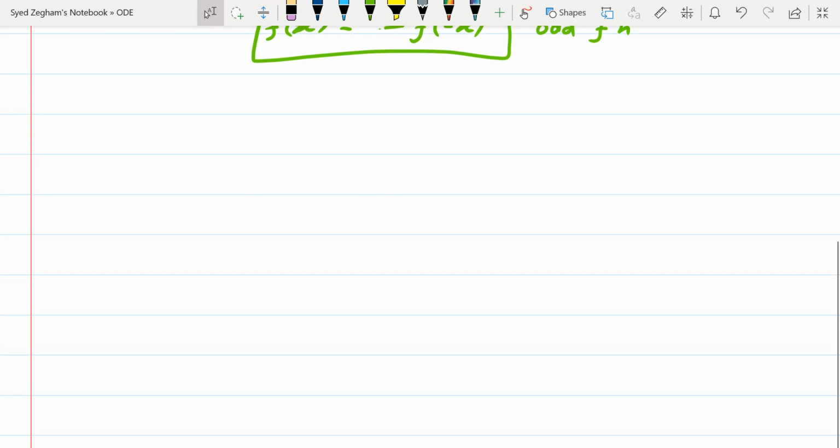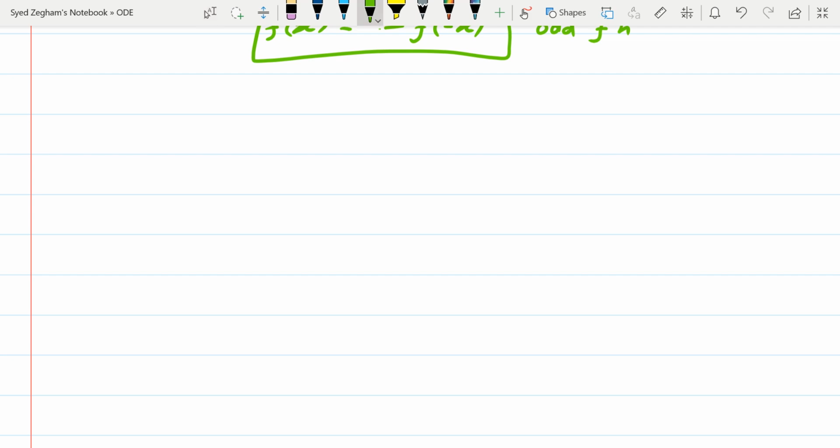why do we need special emphasis on the Fourier series of odd functions and Fourier series of even functions? Why do we have to discuss them separately? Is there anything special with them? Yes.